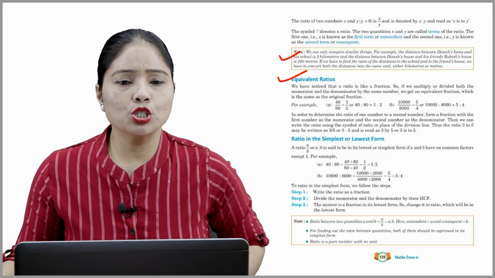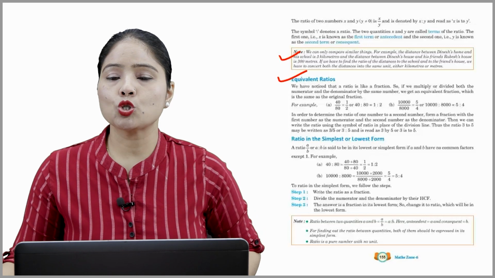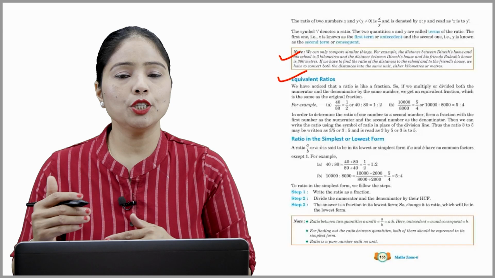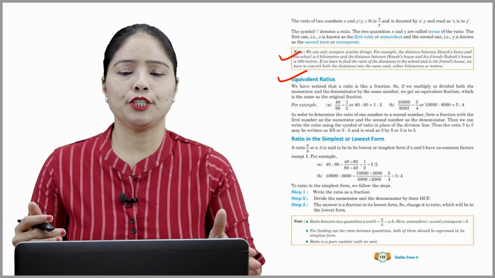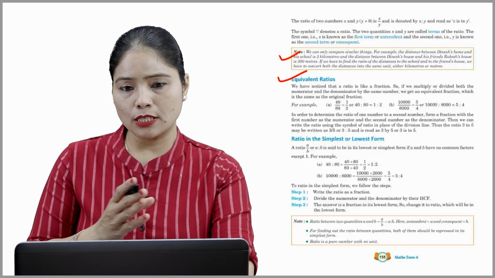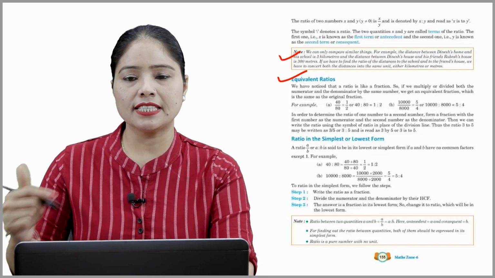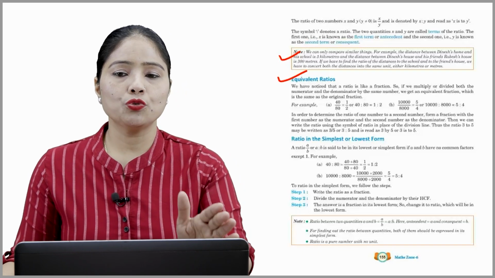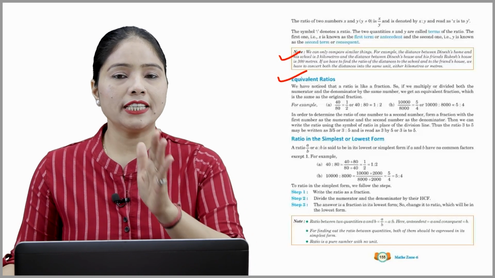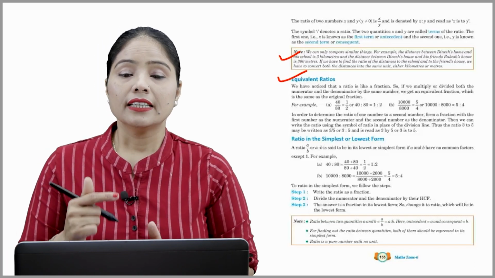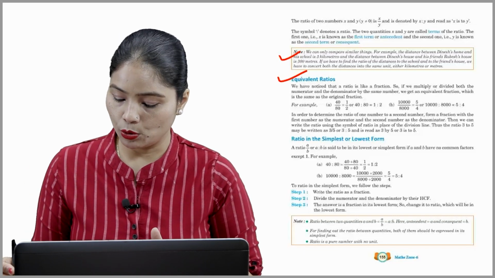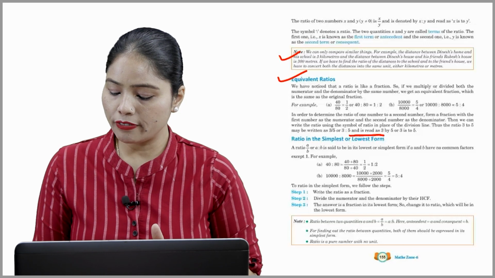Okay. In order to determine the ratio of one number to a second number, form a fraction with the first number as the numerator and the second number as the denominator. Then we can write the ratio using the symbol of ratio in place of the division line. Thus, the ratio 3 by 5 may be written as 3/5 or 3:5 and is read as 3 is to 5. I hope you understood well.